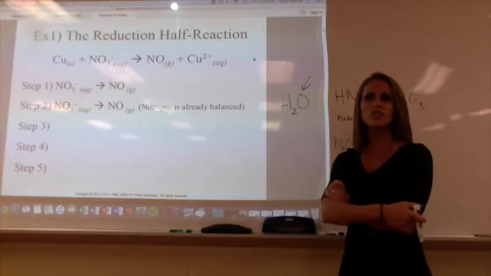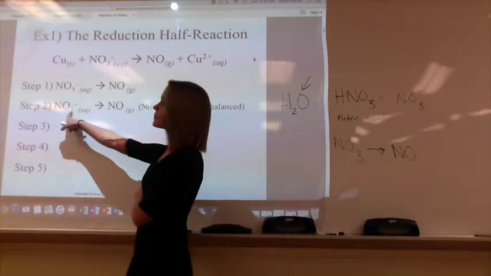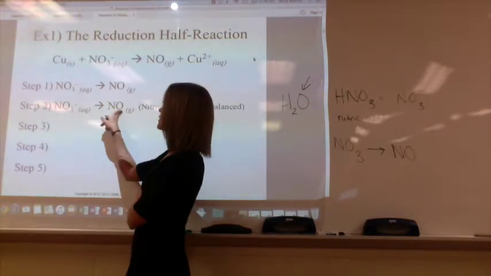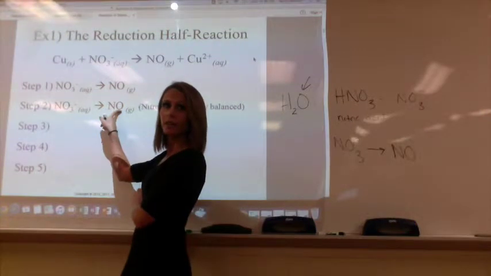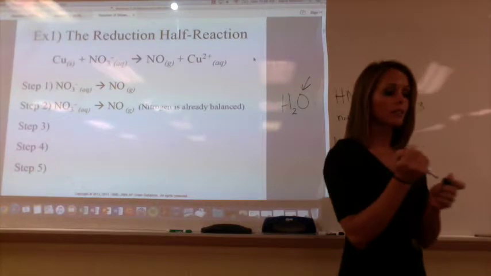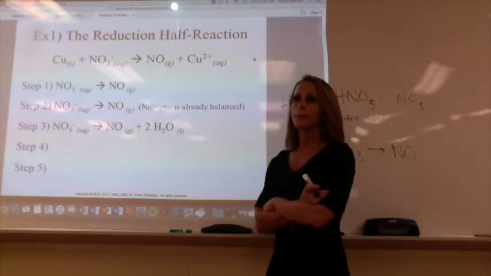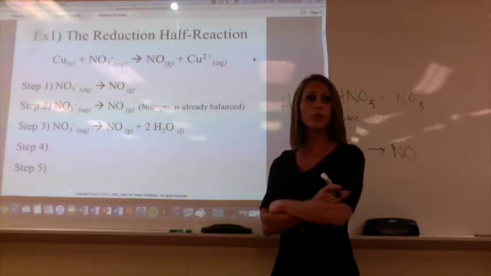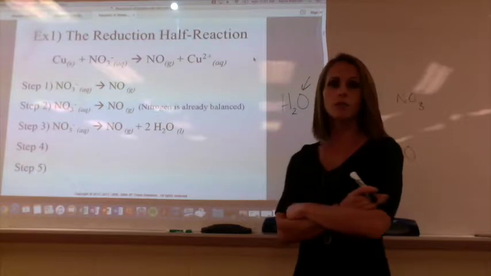When you want to balance oxygen, you add water. You can't just add oxygen. So how many oxygens are on the left side? 3, and how many are here? How many more do I need? So how many waters do I add? 2 H2O. So the next step is you add 2 H2O to the right side. There it is. Make sure the coefficient of 2 is in front of that because you need to make sure that you have enough oxygens.